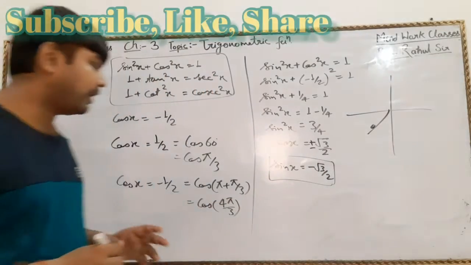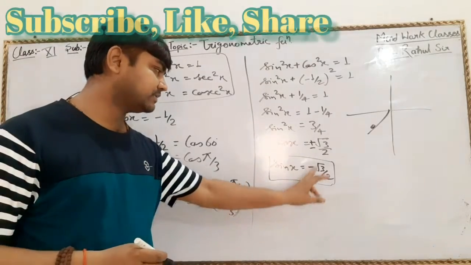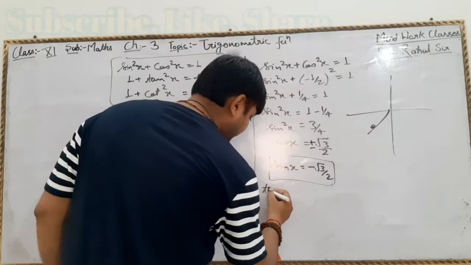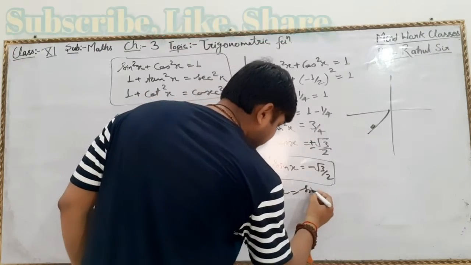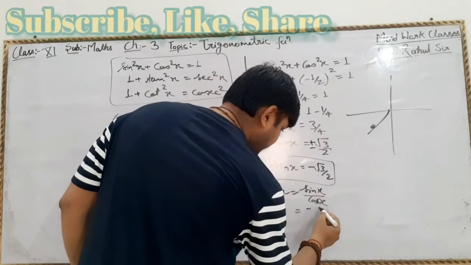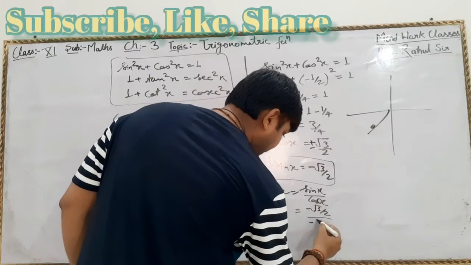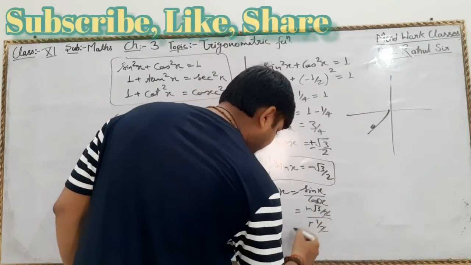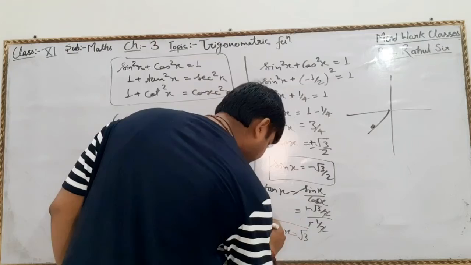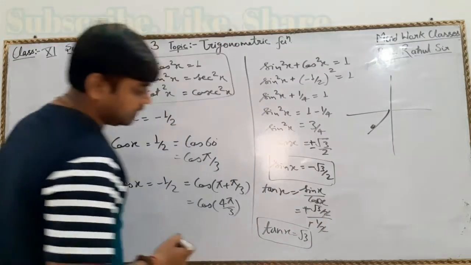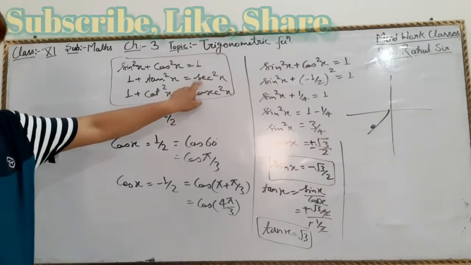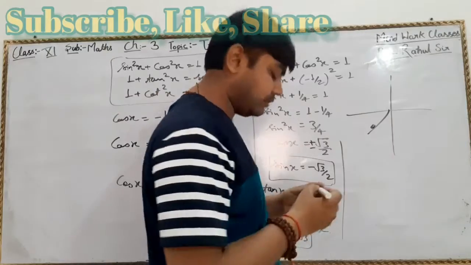Similarly, we have now found the value of sin x, that is minus root 3 by 2. So from here we can find tan x, which equals sin x upon cos x. The value of sin x is minus root 3 by 2 and cos x is minus 1 by 2. So the 2s cancel out, and minus minus cancel out. Tan x will be equal to root 3. From tan x we can also find out sec x. Let's check the value of sec x.